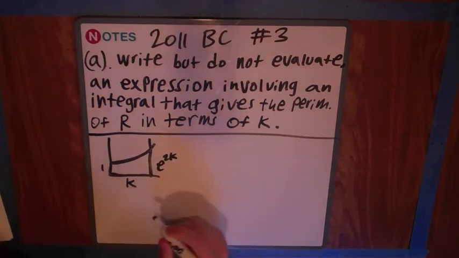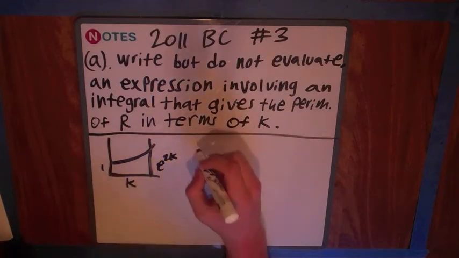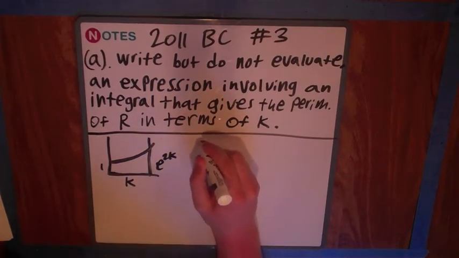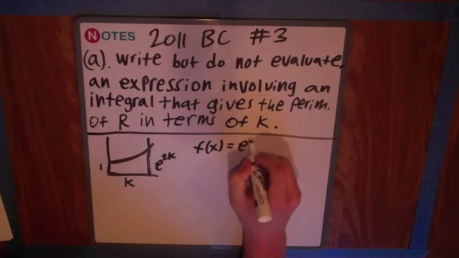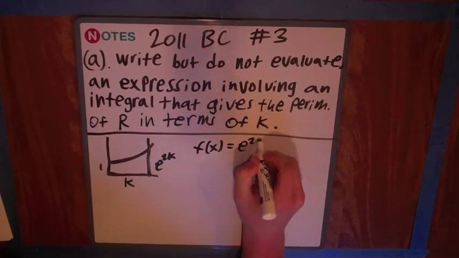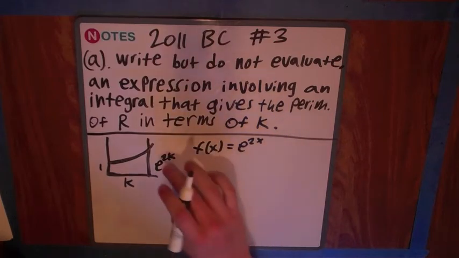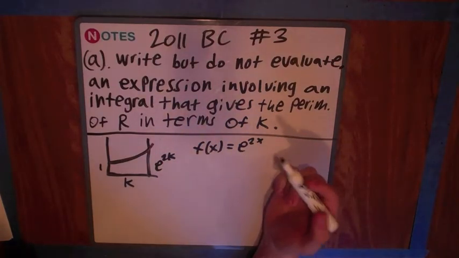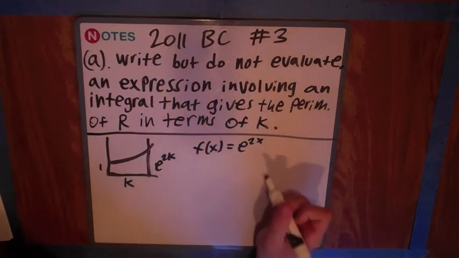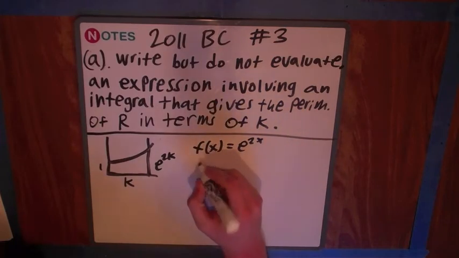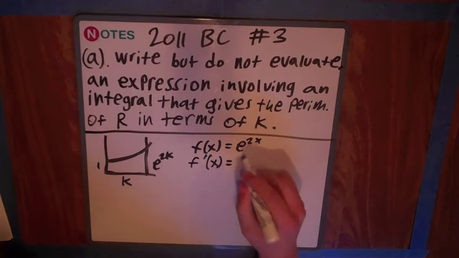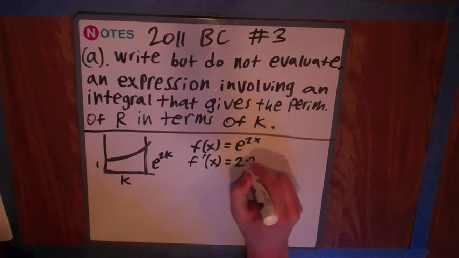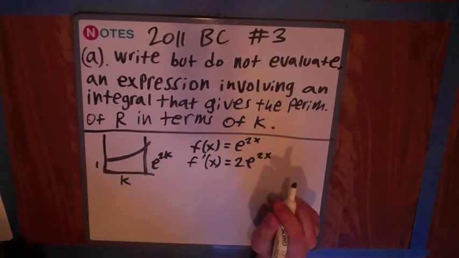But we do have a function for this arc, and it is given as f of x equals e to the 2x, and this is k. So for arc length, we're going to need the derivative. So the derivative f prime of x equals 2e to the 2x.